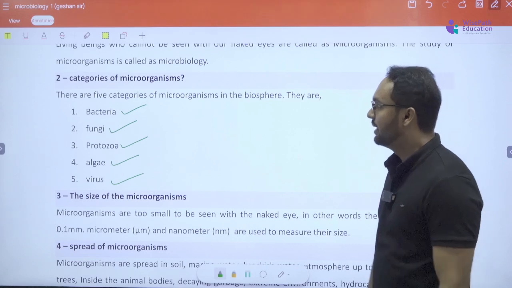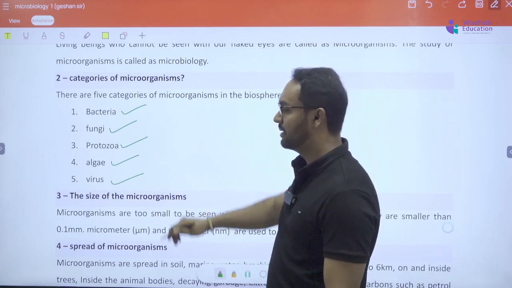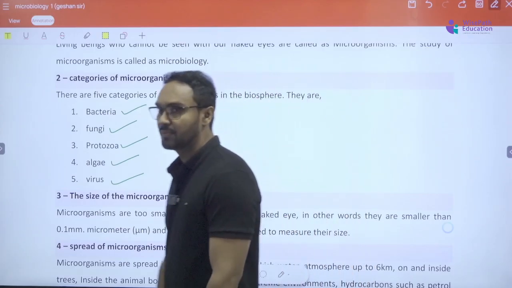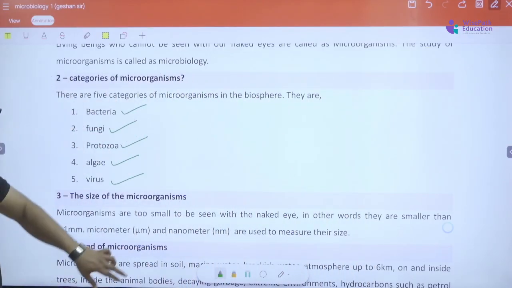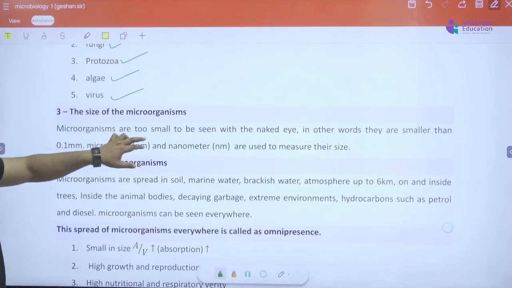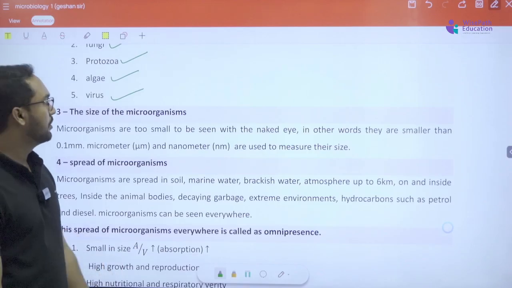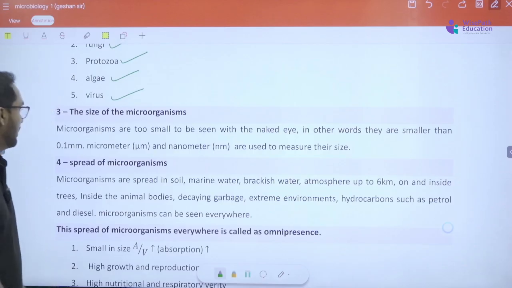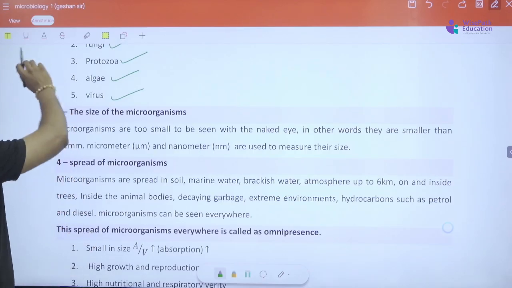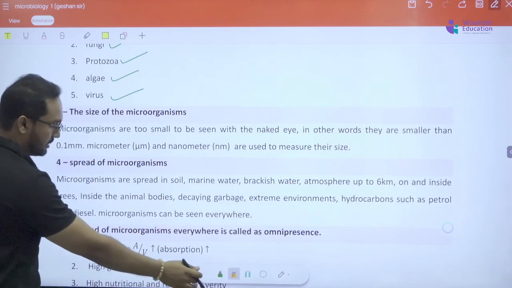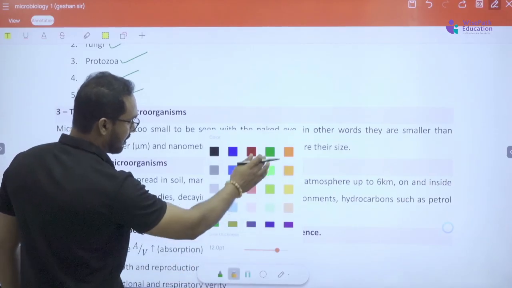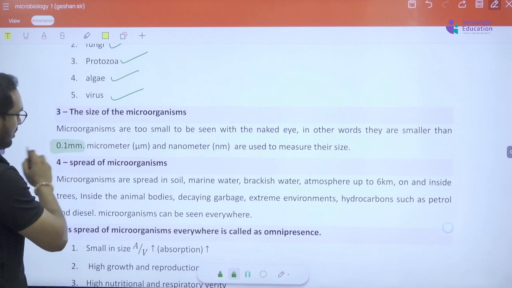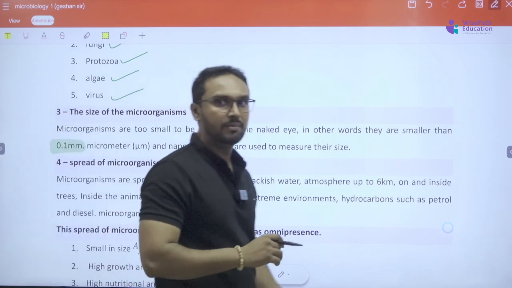Right? So highlight the five types of microorganisms: bacteria, fungi, protozoa and viruses. Then come to the size of the microorganisms. Microorganisms are too small to be seen with the naked eye. In other words, they are smaller than 0.1 millimeter. Highlight this one as well. Smaller than 0.1 millimeter.